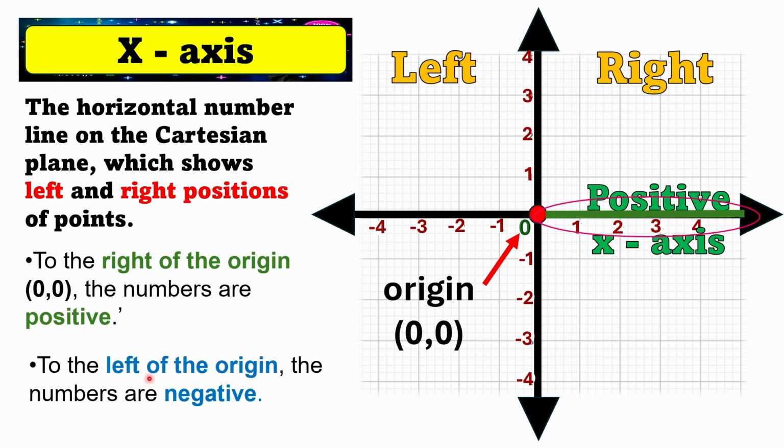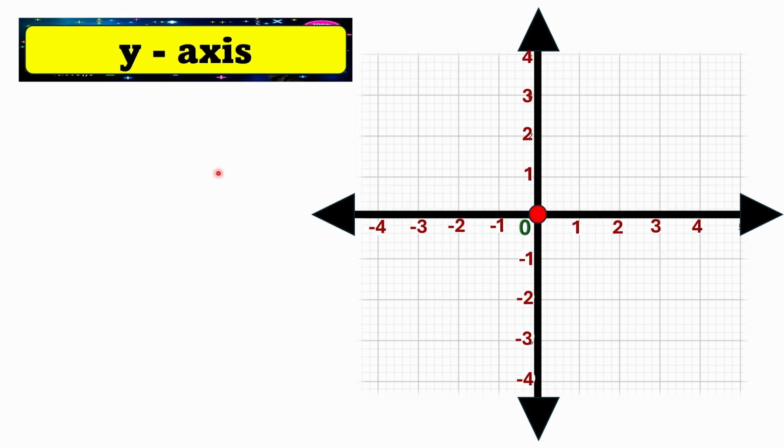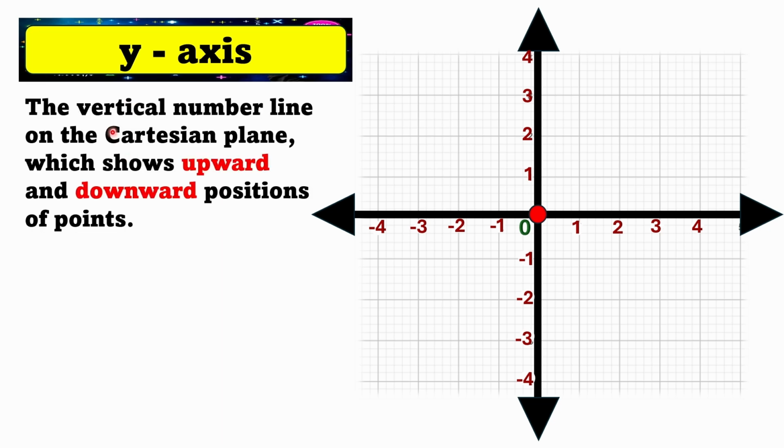To the left of the origin, the numbers are negative. We have negative 1, negative 2, negative 3, negative 4. And this is what we call negative x-axis. So now let's have the y-axis. Y-axis is the vertical number line on the Cartesian plane which shows upward and downward position of point.